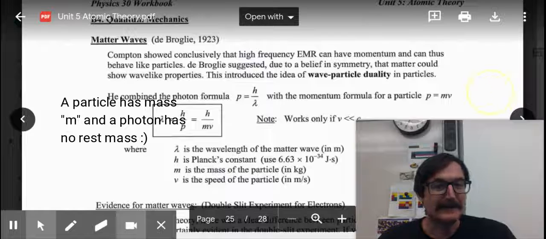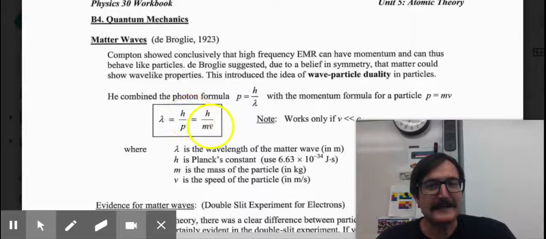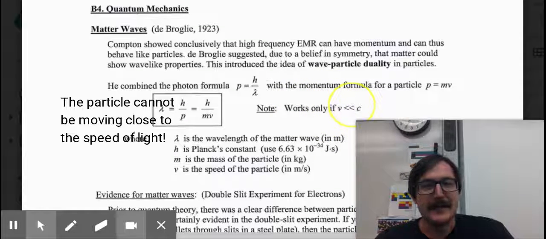But a photon doesn't have any mass, so what we need to do is rearrange the formula for wavelength and put in, instead of momentum, m times v. Now, this works only if the speed is much less than the speed of light, so v is much less than c, shown right here.